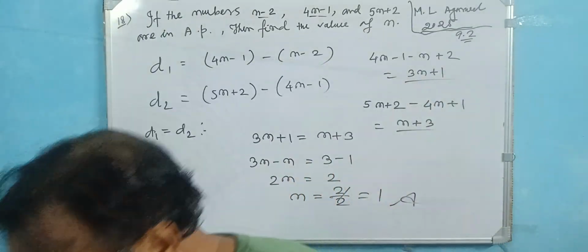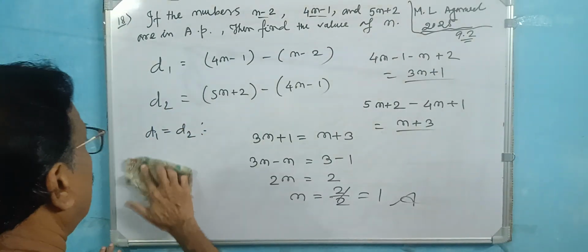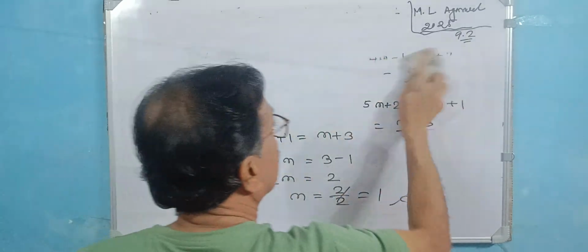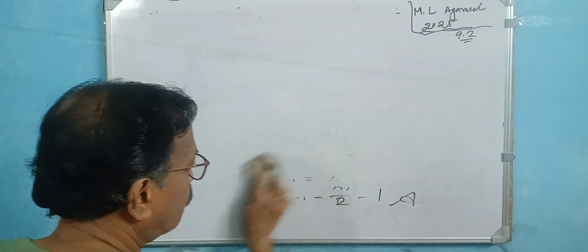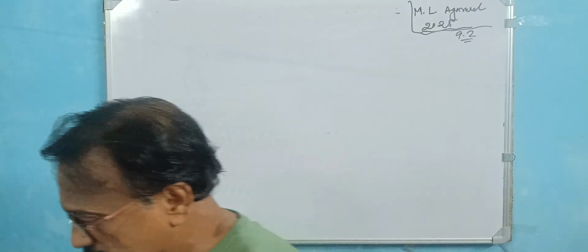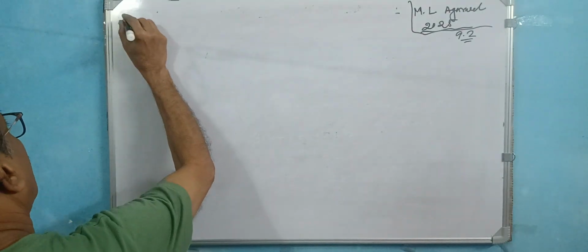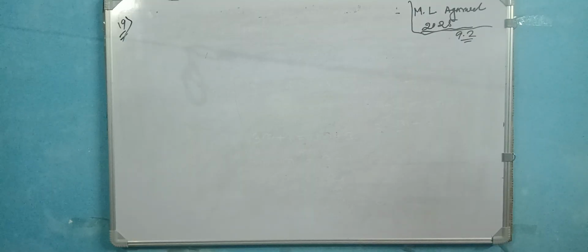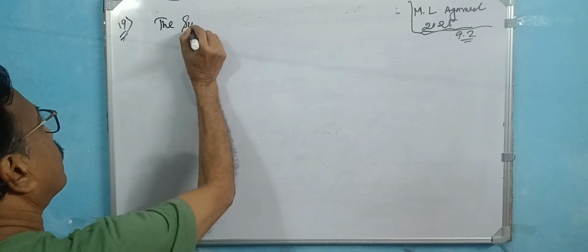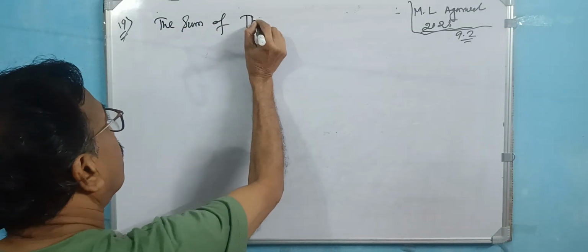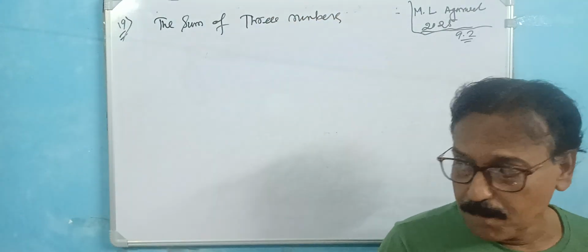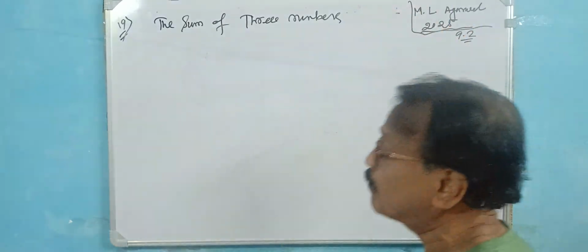So this is the sum number 19. I have already written down the sums so that time will be saved. This is sum 18 and this is 19, of the same book, exercise 9.2. What is the sum? The sum of three numbers in AP is 3.